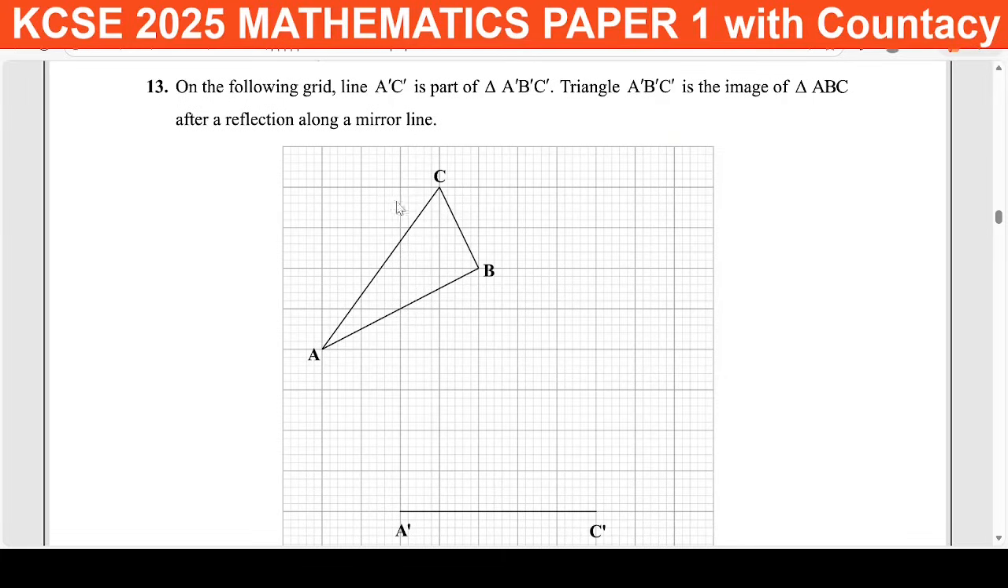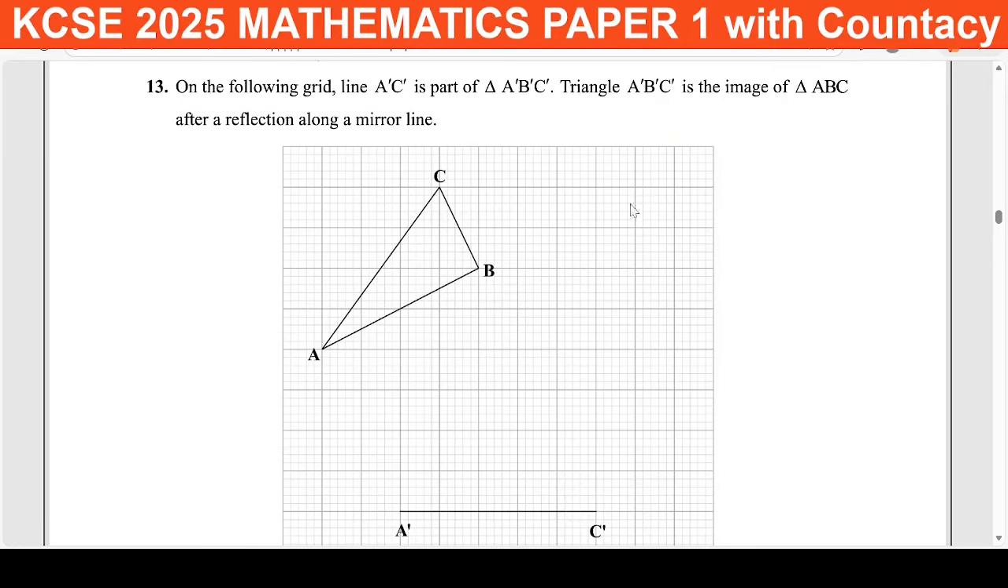So let's get into this right away. We have this triangle ABC, right here. We are told that this one is the image. No, this one is the image. Triangle A prime, B prime, C prime is the image. So this is the triangle lying over here.